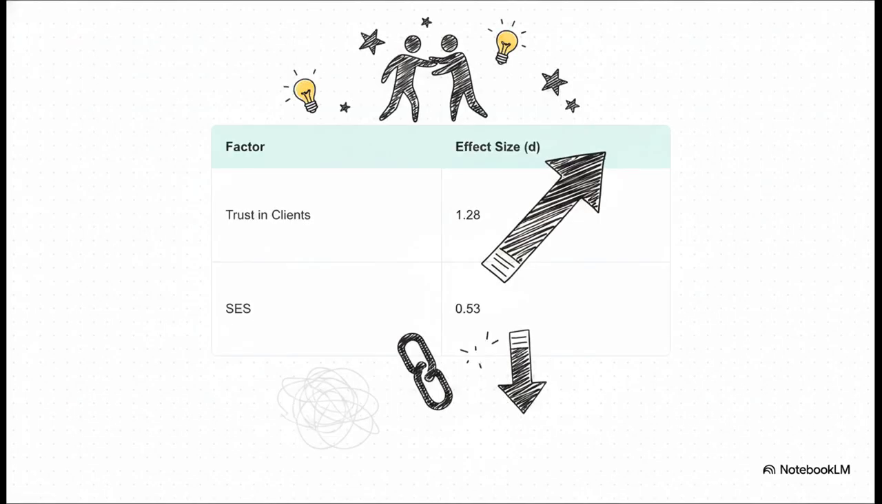Now, what's really interesting about this slide is how building trust heavily outranks factors we often think are completely insurmountable. Take socioeconomic status, or SES, which has a negative effect size of 0.53 on student learning. But teacher trust in clients? That's 1.28. This brilliantly proves that establishing deep, authentic relationships can actually counteract the negative effects of poverty. It's an incredibly powerful realization. As educators, we hold a lever strong enough to help all students succeed academically, completely regardless of their background.